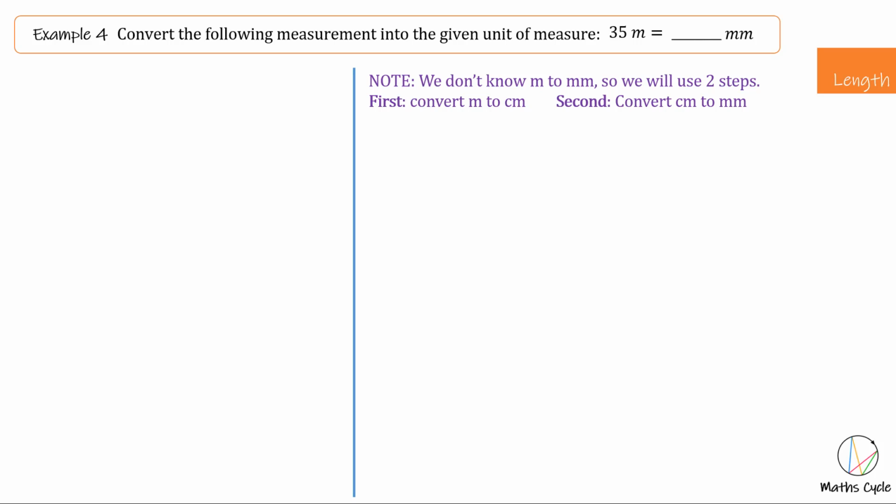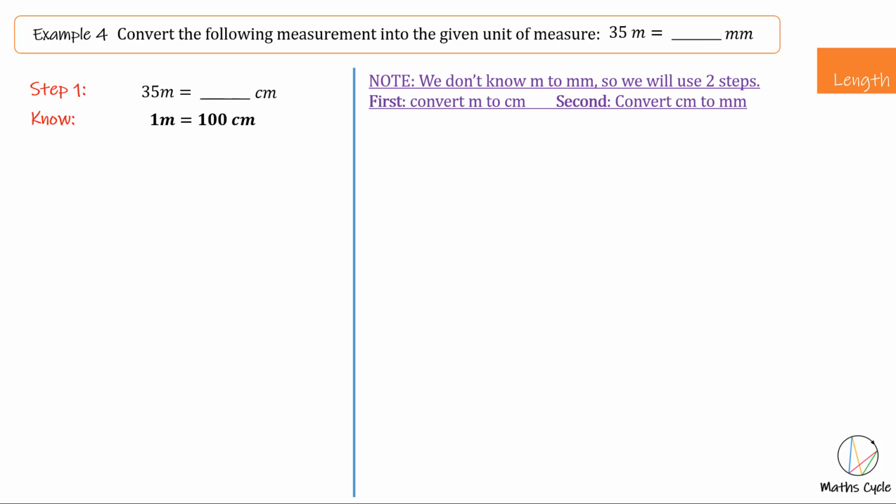Example 4. Convert the following measurement into the given unit of measure. 35 meters is how many millimeters? Now again, we don't know meters to millimeters, so we'll use 2 steps. First, convert meters to centimeters, then centimeters to millimeters. Okay. Now step 1, 35 meters is how many centimeters? Now meters to centimeters, you're making the unit smaller, so you're going to be ultimately multiplying.